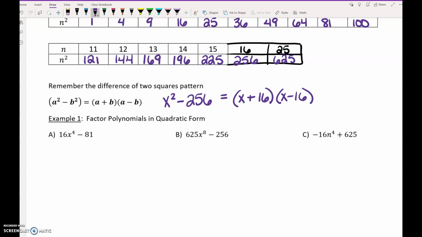16 is on this chart. It's the perfect square of 4. 81 is the perfect square of 9. What can you multiply times itself to get x to the 4th? X to the 2nd. X squared times x squared is x to the 4th. So the square root of x to the 4th is x squared. You basically take that exponent in half. So this would factor into 4x squared plus 9, 4x squared minus 9.